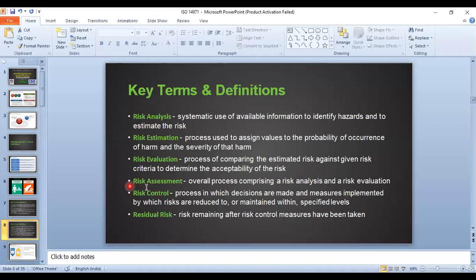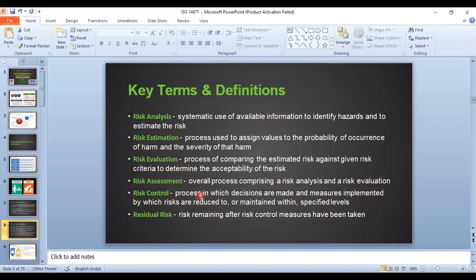Then coming to the next definition, risk assessment. A risk assessment is an overall process comprising a risk analysis and also a risk evaluation. So the process of a risk analysis and also a risk evaluation together is called a risk assessment, right?